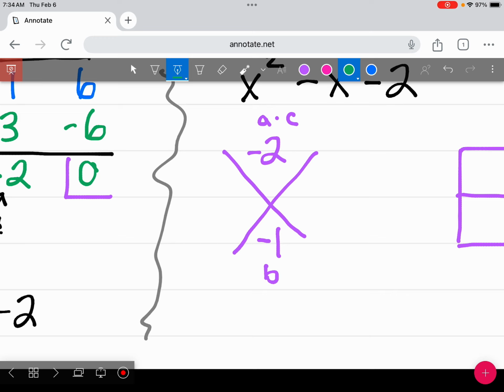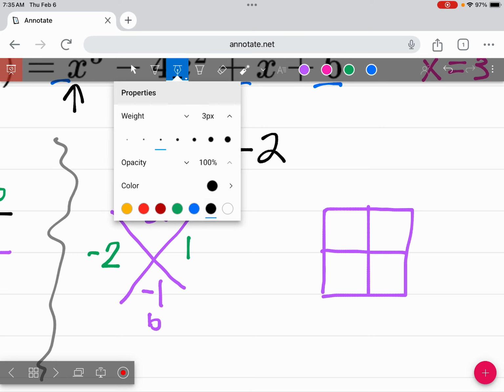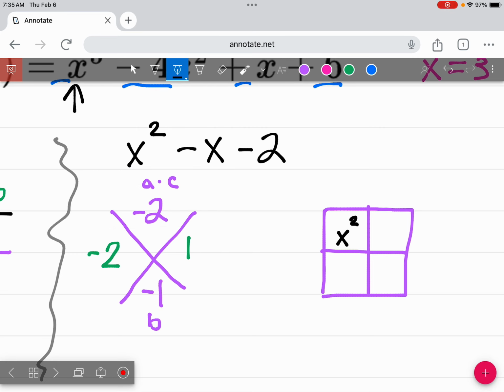Negative 2 and 1. The only things that I know of that multiply to make 2 are 2 and 1. And if I need them to add up to a negative, that one needs to be negative. So we take our x squared from the equation and the minus 2 from the equation. And then these two numbers in the middle are what get the variable. So we're going to have our minus 2x and our 1x.